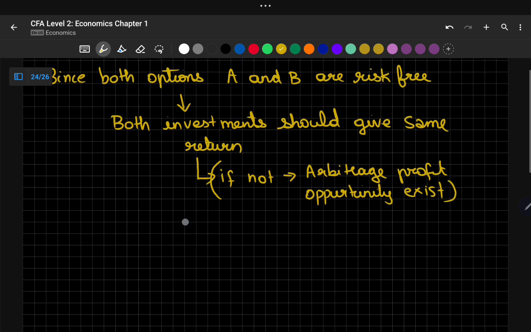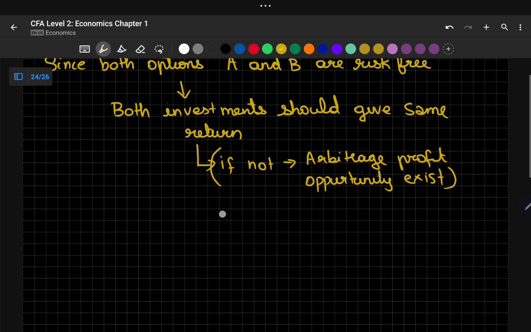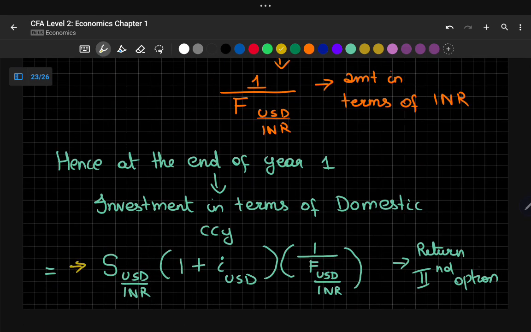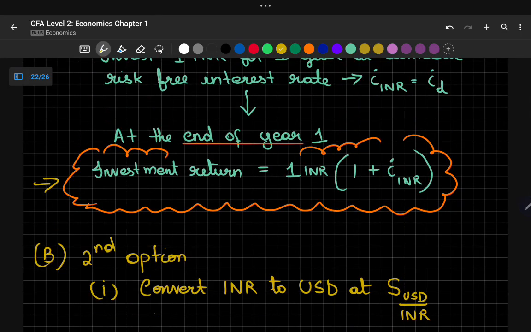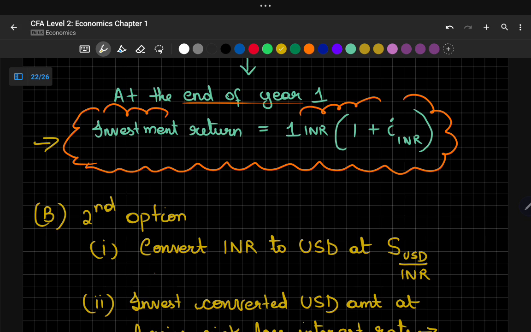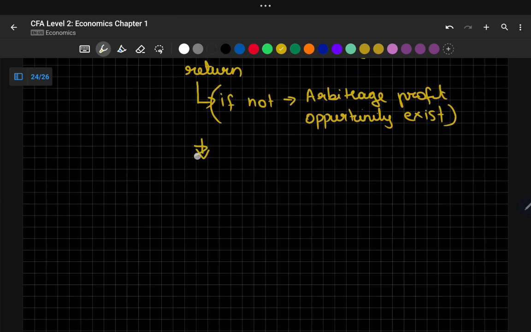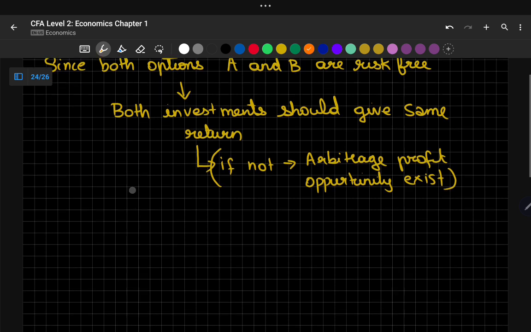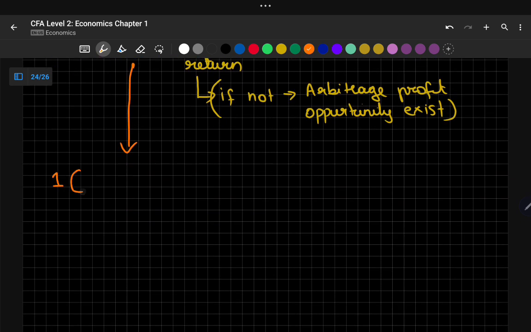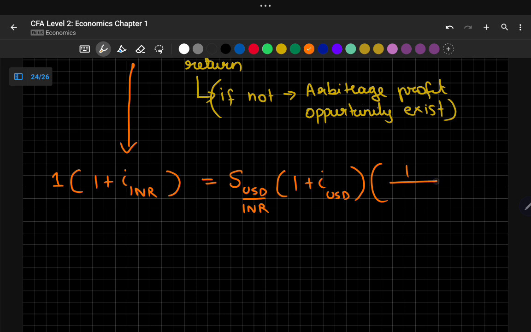Okay. So since both options should give the same return, we can equate both these equations, right? So this is the second option's return, and this is the first option's return. Since both investments should give the same return, I can equate them. So the equation can be written as 1 into 1 plus the risk-free interest rate for Indian rupee is equal to the spot rate USD to INR into 1 plus the interest rate of USD, and converting it back to INR, so the inverse of the forward rate.